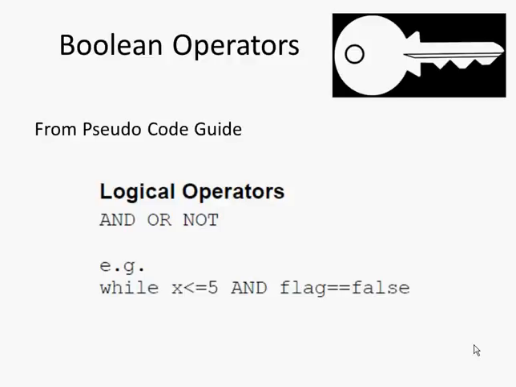In our pseudocode guide from the exam board, all it says about Boolean operators is, well, first of all it calls them logical operators. It just lists the three that we might find in pseudocode in an exam, which are AND, OR and NOT. And it gives us a bit of an example there where these logical or Boolean operators have been used within the condition that's been tested in a while statement. So it's expecting x to be less than or equal to 5 and for a flag to be false in order for that loop to actually execute and for the code within the loop to actually be run.